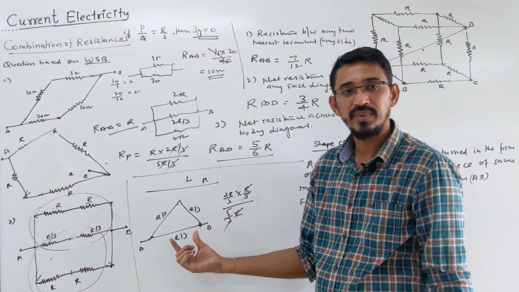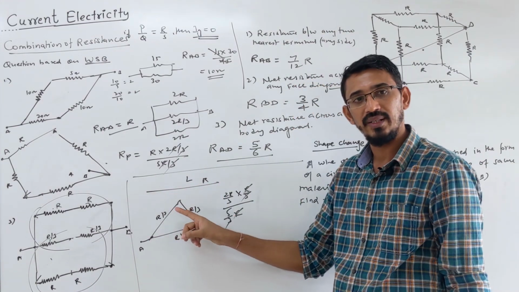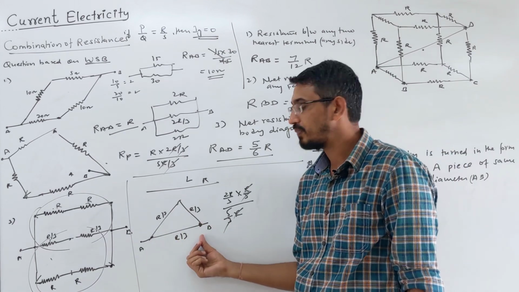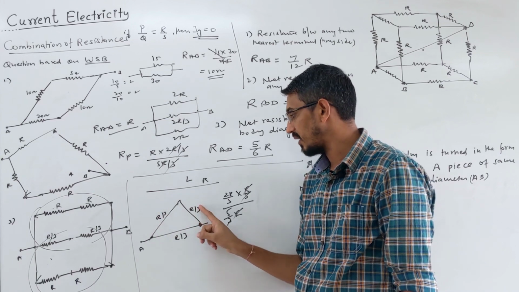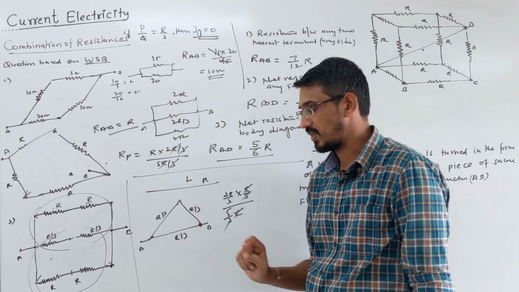Yes, are you understanding what I am saying? A wire of length L and resistance R is turned into an equilateral triangle, right? Then they are asking what is the net resistance across any two terminals. So three parts we have, resistance divided equally, R by 3, R by 3, R by 3, okay? So these two are in series, then they are in parallel with that resistance.